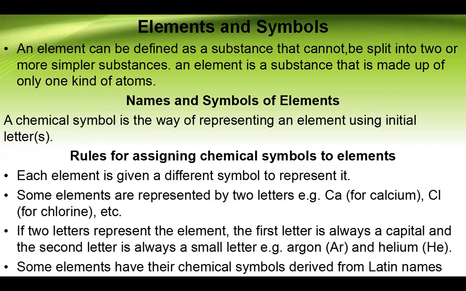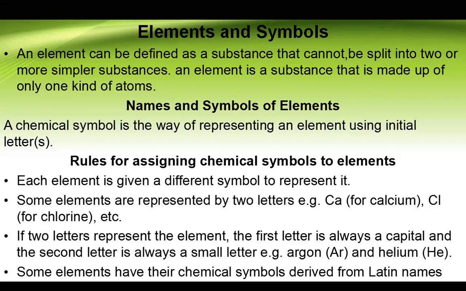What is an element? Simply, you can say that an element can be defined as a substance that cannot be split or cannot be separated into two or more simple substances. So an element is simply that substance that is made up of only one kind of atom. Examples of elements: hydrogen, helium, oxygen. They're just a few of the examples.